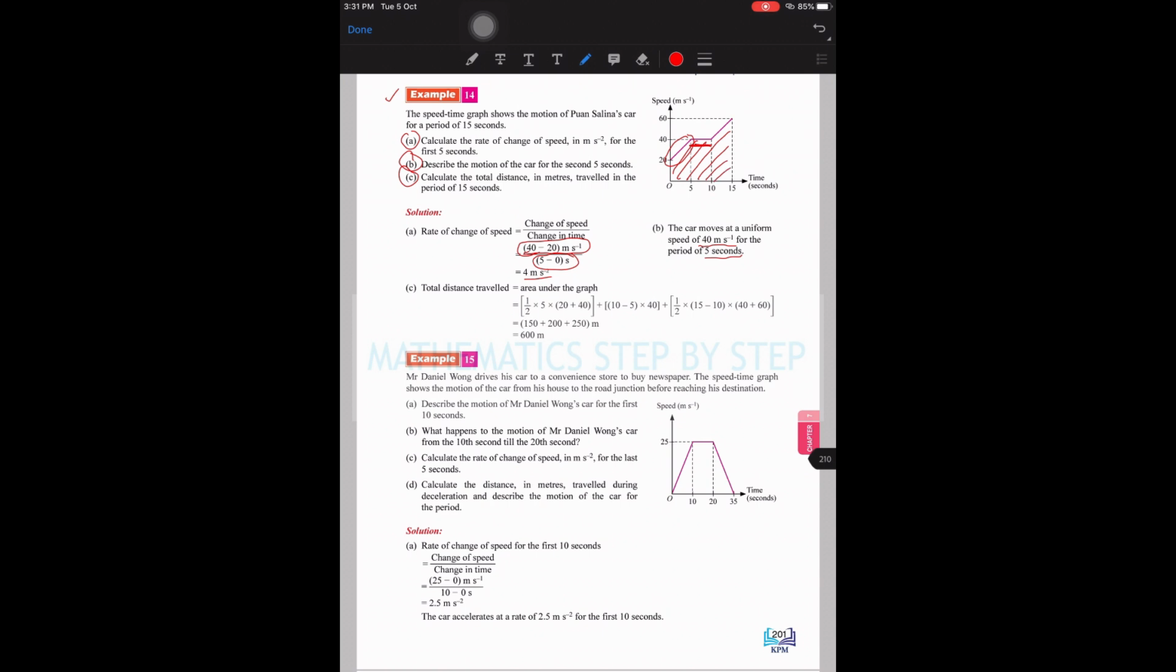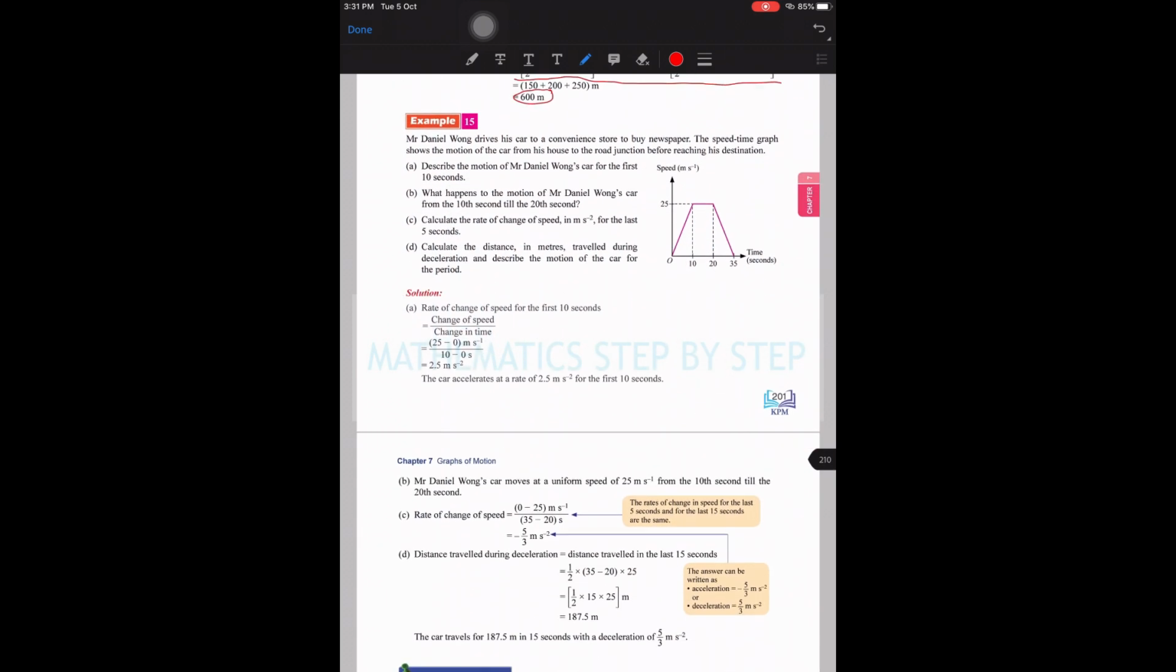So again, we'll break it into a few shapes. The first shape is this trapezium. Then second is a rectangle. Then lastly is a trapezium again. Here is the working. So the answer is 600 meters. I believe now you are more familiar with how to find the total area under the graph.